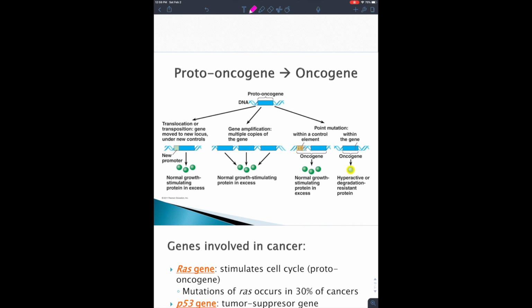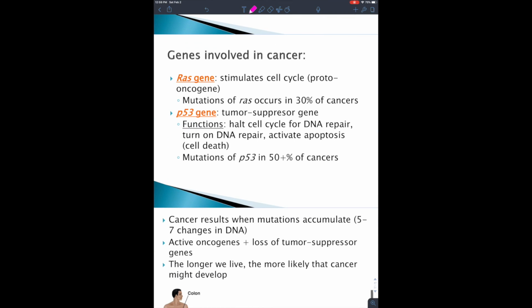Here's a quick flow chart of proto-oncogene to oncogene and all of the things that can occur. We talked about RAS and P53. Again, I'm not going into full detail because we went over this in Unit 5. The RAS gene stimulates the cell cycle. It's a proto-oncogene. When it's mutated, and this tends to happen in 30% of cancers, the RAS gene is permanently activated, so it's going to cause the cell to divide constantly.